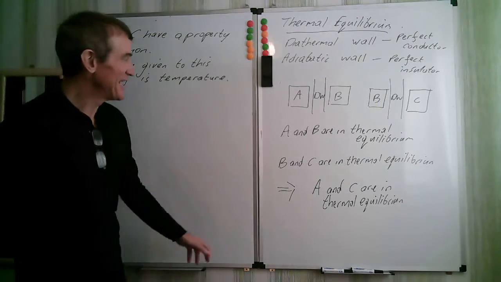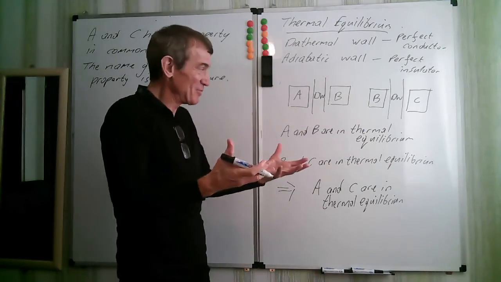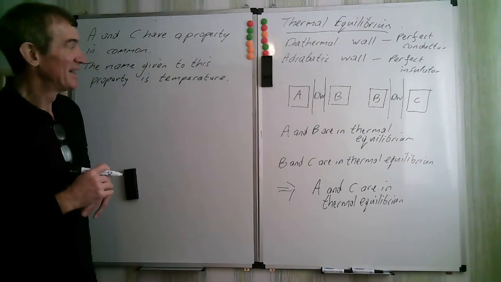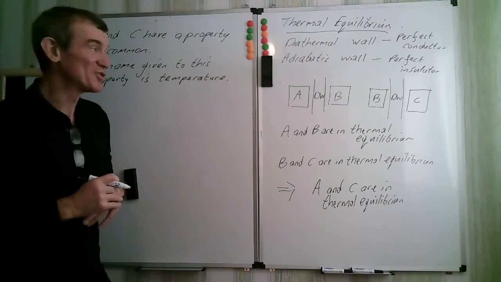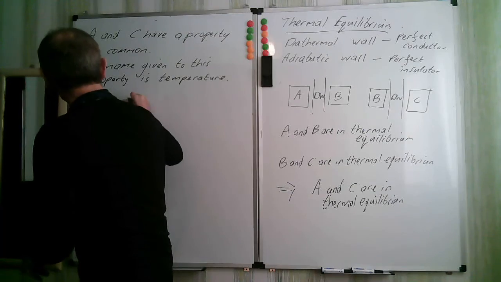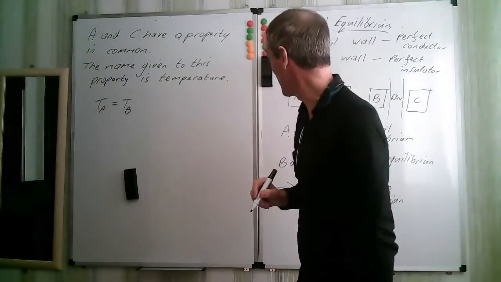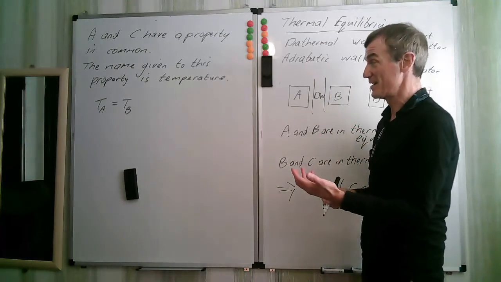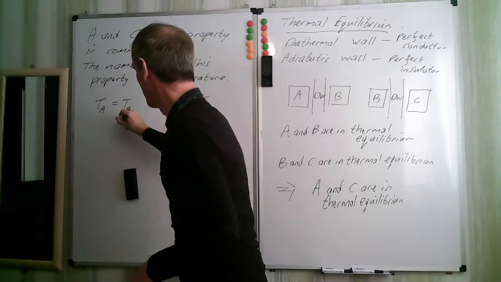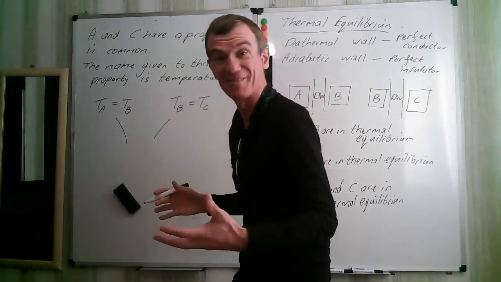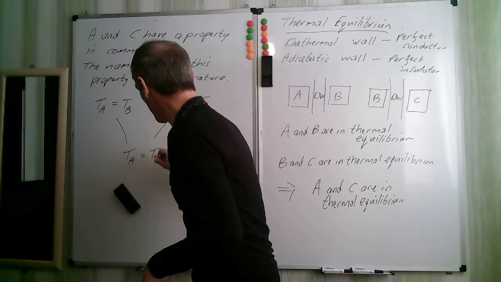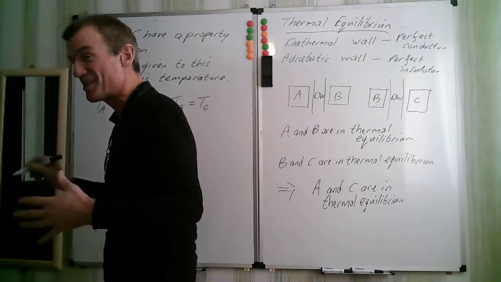So in a nutshell, we're saying that they must have something in common, and that property is called temperature. So all we're really saying here is that TA equals TB, so the temperature of system A and the temperature of system B are the same. And we found also that TB is equal to TC. And no surprise then, this transitive property tells me that TA is equal to TC. And this is essentially what the Zeroth Law is.